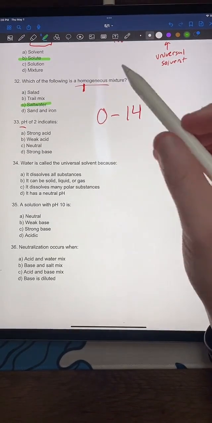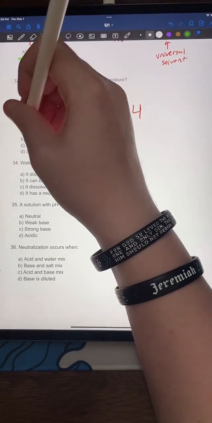Number 2, the pH of number 2 indicates that it is a strong acid.